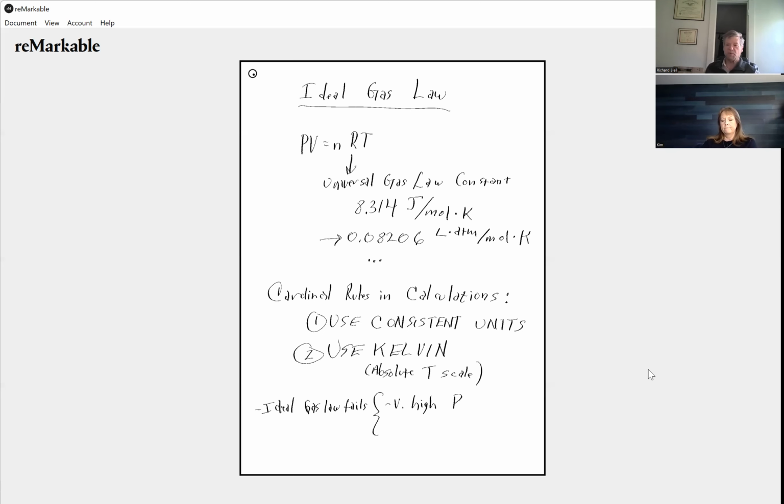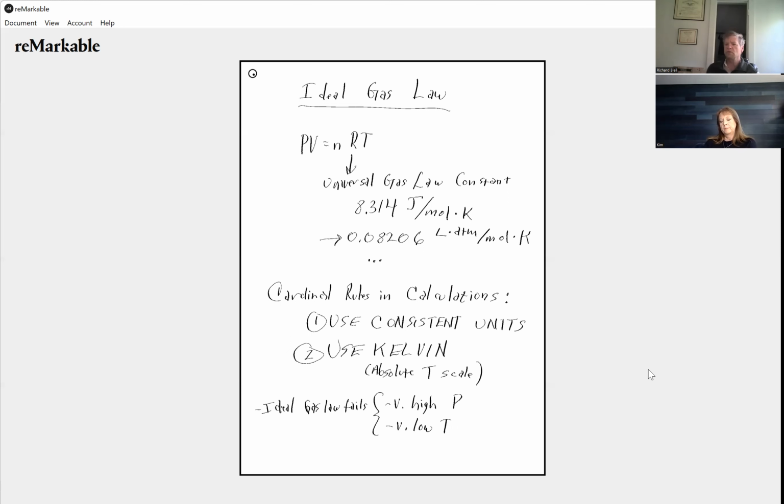But under very high pressure, you're forcing the molecules to be really close together. And when they're really close together, the volume of the molecules begins to matter. So it does fail under very high pressure, and it also fails under very low temperature. When I say low temperature, I'm thinking approaching absolute zero. It doesn't really have to be. The reality is if the temperature is very near the condensation point, the temperature where you will either sublime or liquefy the gas, the ideal gas law may fail.